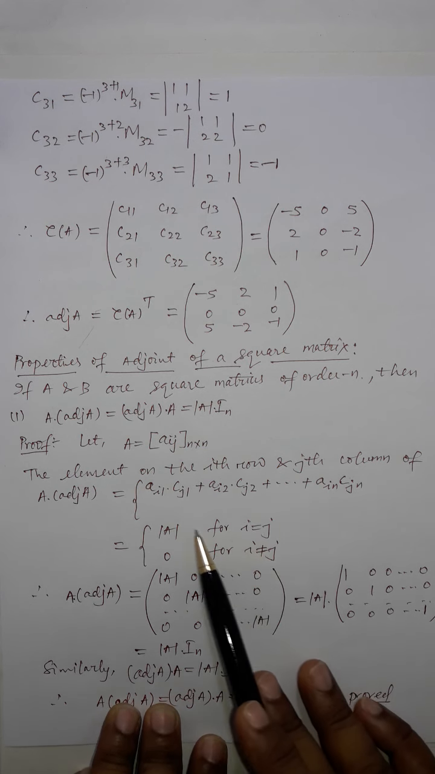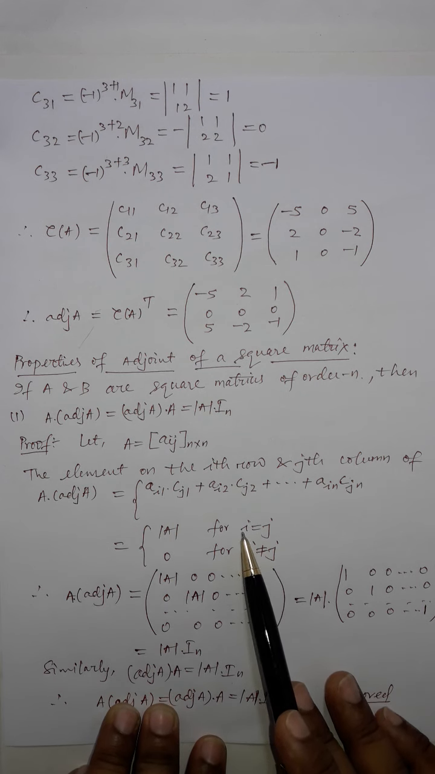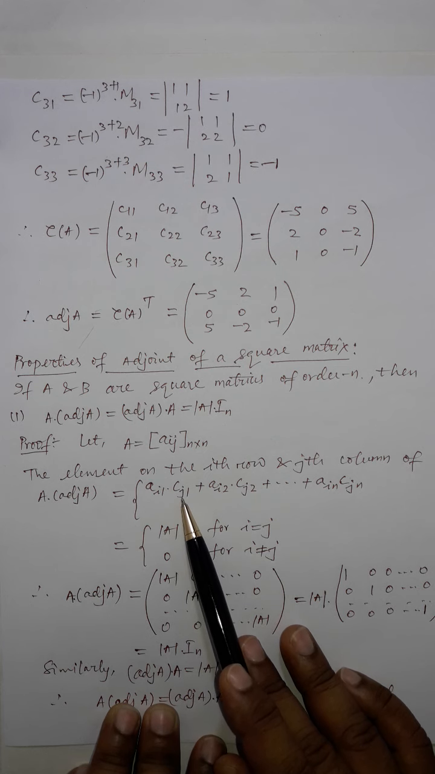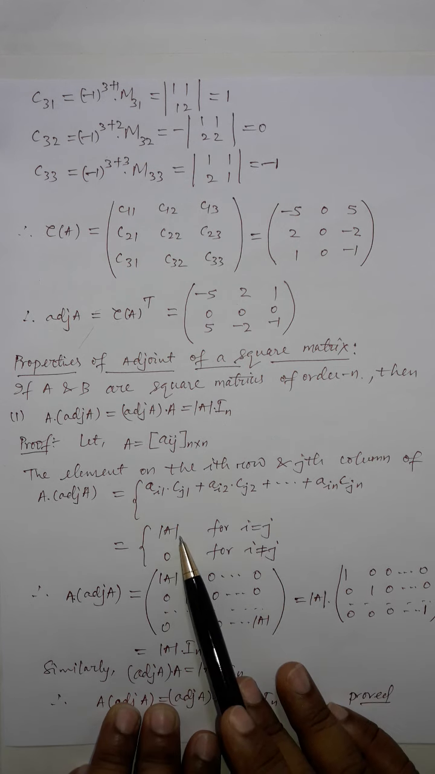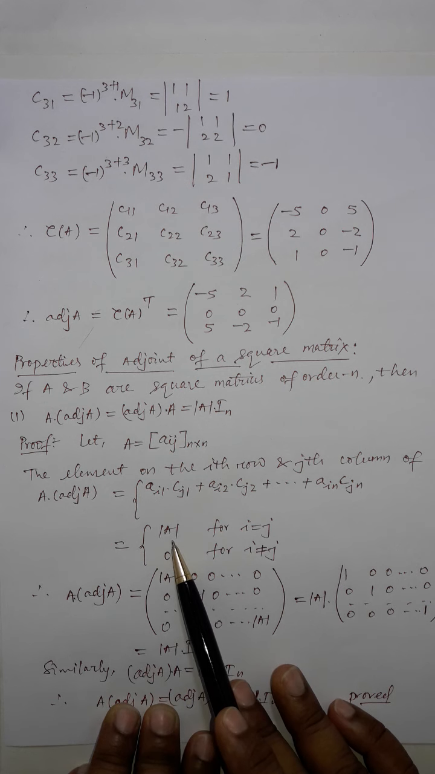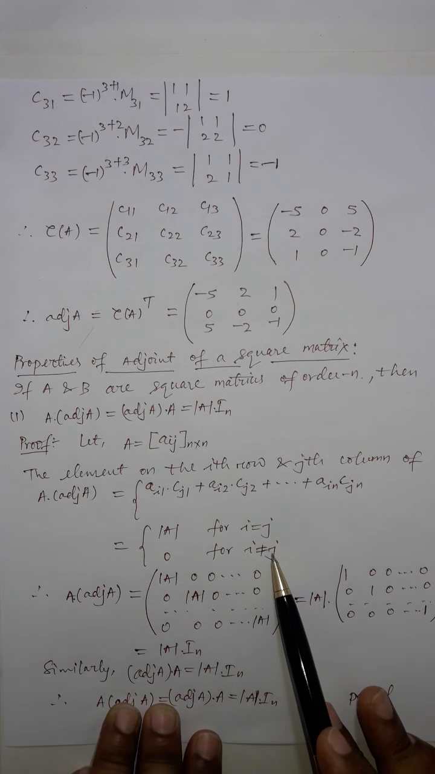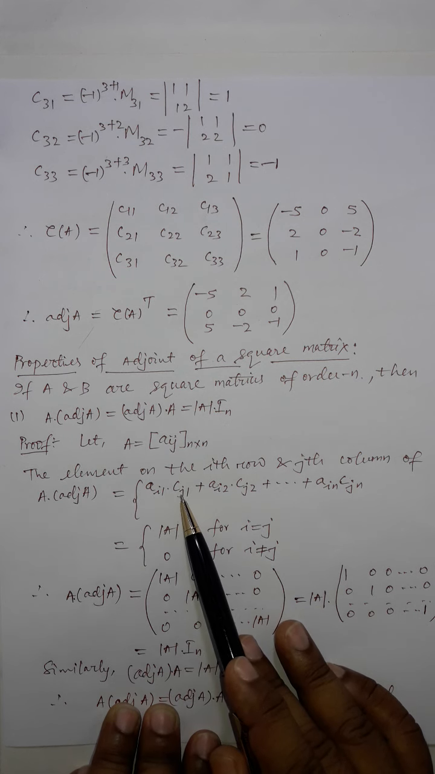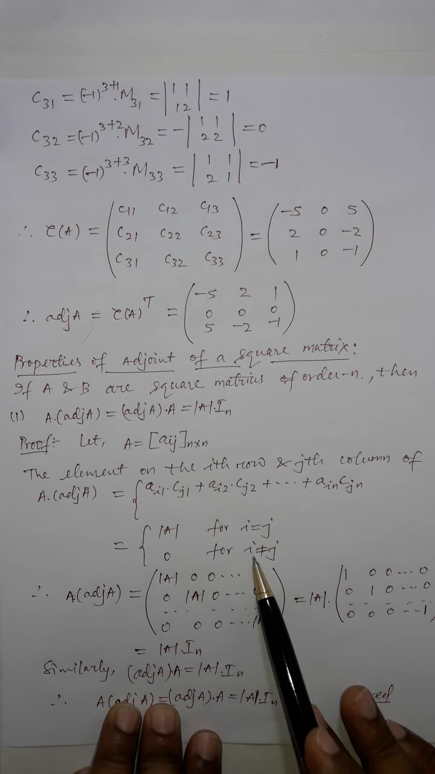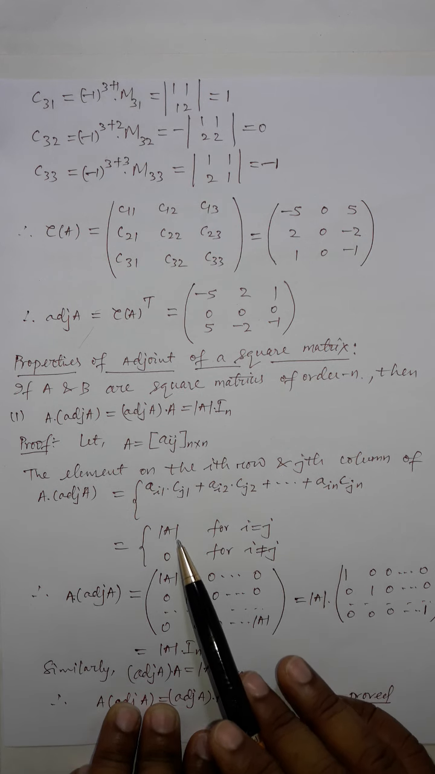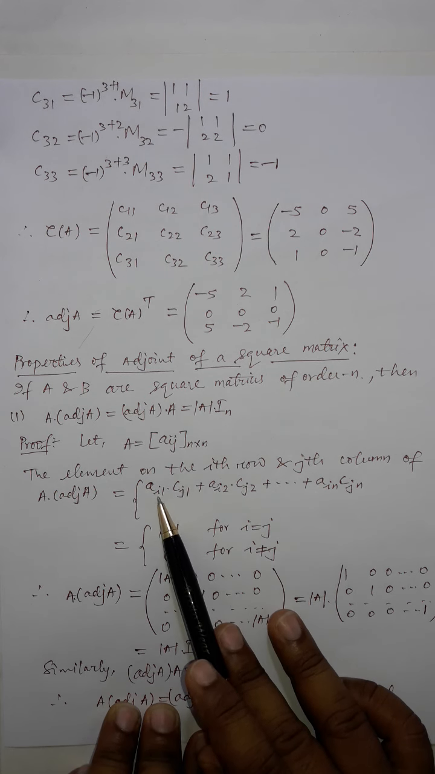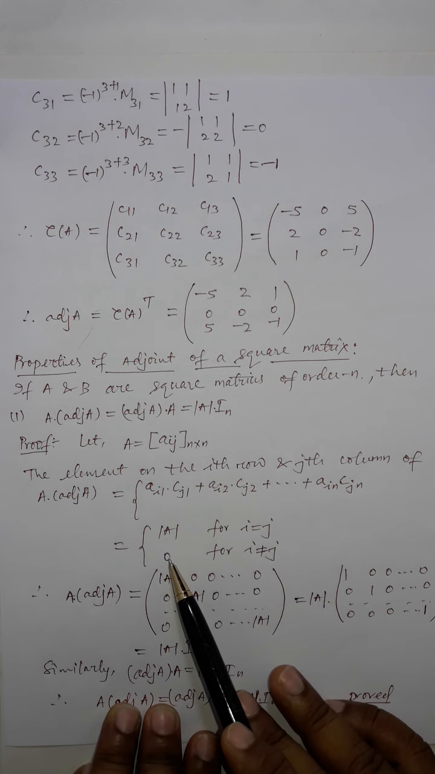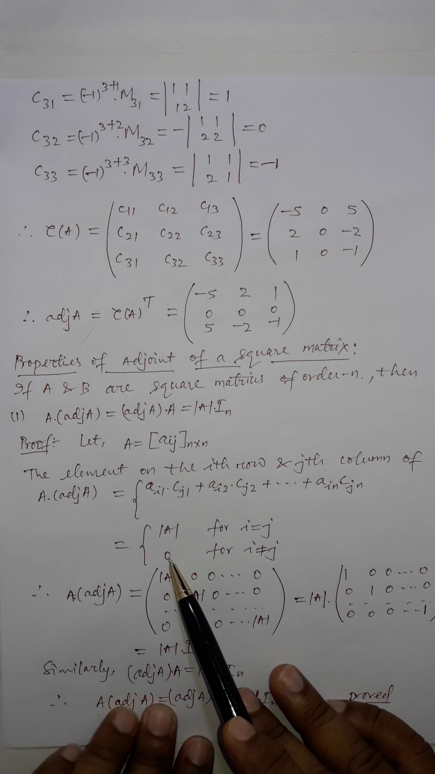This leads to the Laplace law, where we are multiplying the elements of any row or column with its own cofactors, and that leads to the determinant of that value. But if i and j are not equal, if the row number of the element and the row number of the cofactors are not equal, then we are multiplying the elements of any row with the cofactors of any other row, and that leads to 0, as we know this property from before.